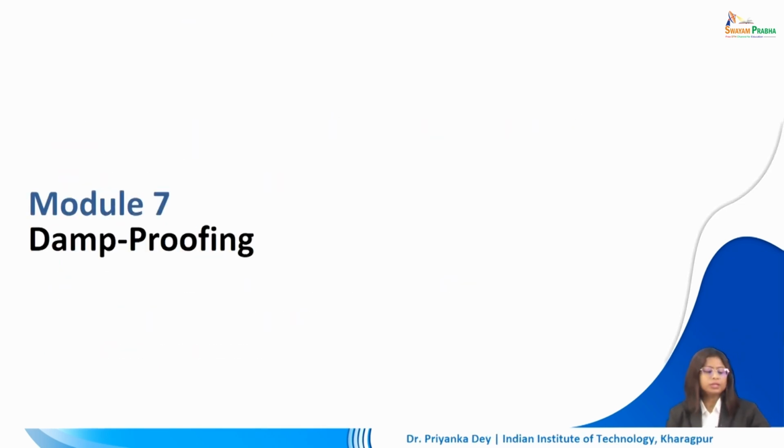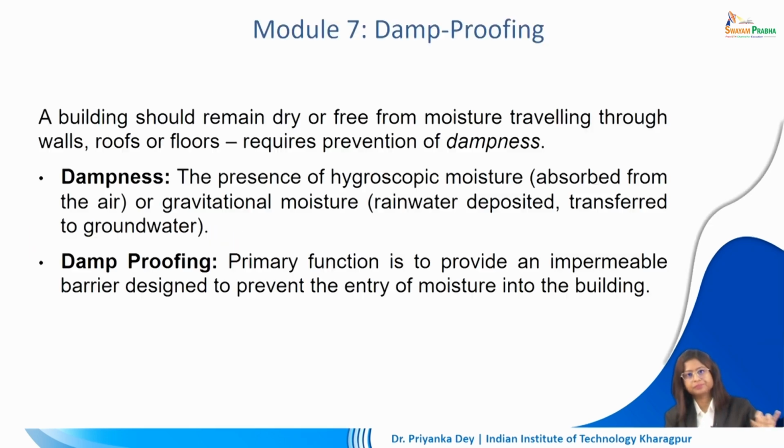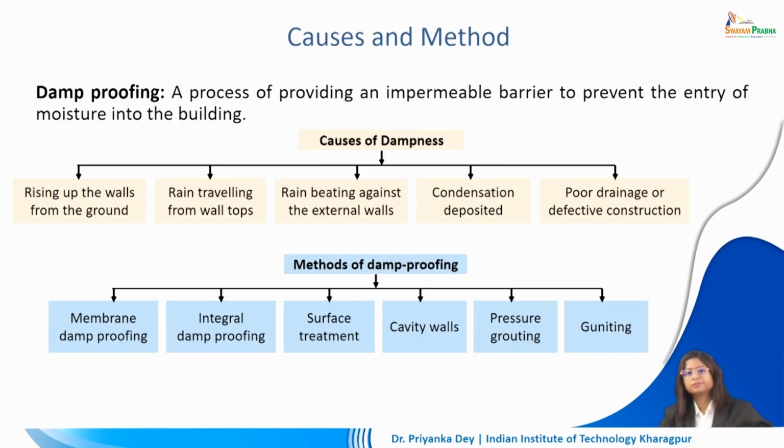The next module is on damp proofing. So, there is a problem of dampness, that is hygroscopic moisture or gravitational moisture can impact our structure in internal spaces. This can lead to several problems and defects in our finished surface as well as internal members. Now, damp proofing is done to ensure that we form an impermeable barrier which will prevent the entry of moisture into the building and will not harm the internal structure.